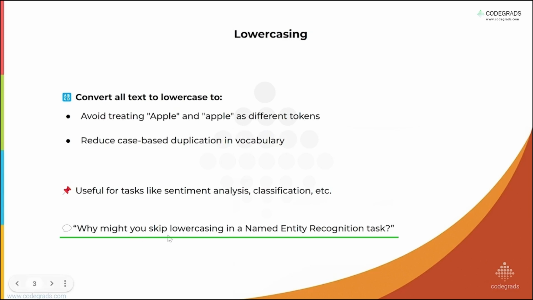Now, why might you keep casing in named entity recognition? As in named entity recognition tasks, we have to maintain the original casing pattern. So if we convert Apple to lowercase apple, it will be treated differently. So in that task, we generally avoid lower casing.